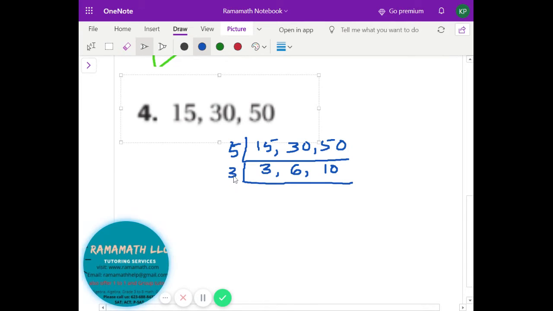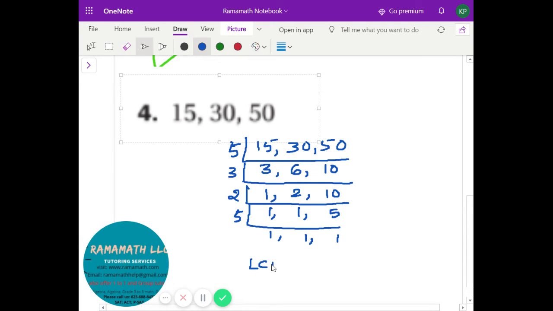I think this 3 can go 3 times 1 and 3 times 2, but not 10. So I can take the 2 again. 1, that's 1, and that's 5. Now I can see all the prime numbers, or 1 cannot be, because 5 times 1 is 5, so we don't worry about that. Now you can multiply everything, or you can write it one more time. So it's 5, 1, 1, and 1. So your LCM is 5 times 3 times 2 times 5. So that's 10, and this is 15. 15 times 10, that's 150. Okay, so that's the answer.